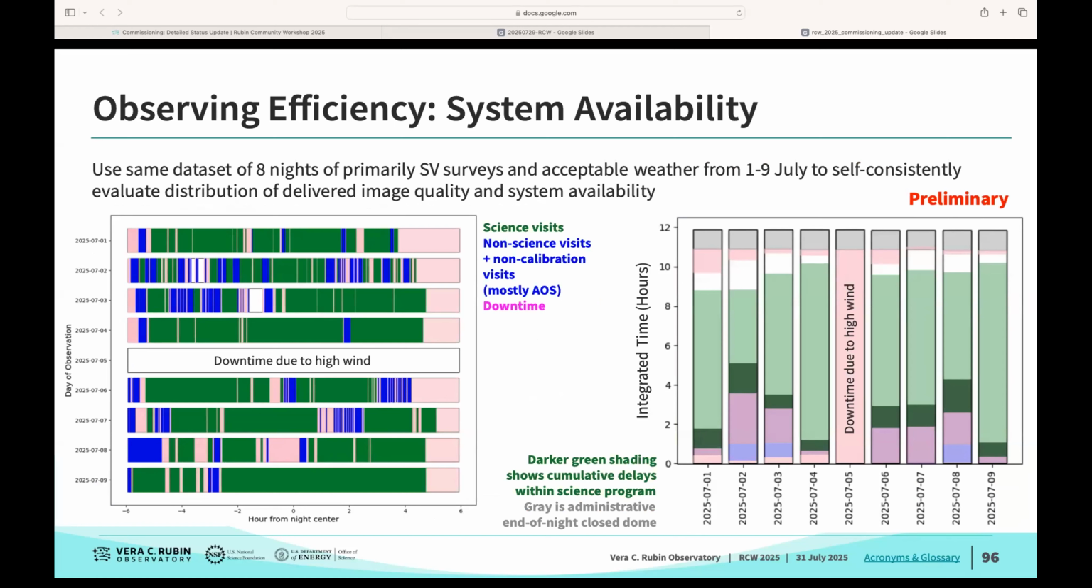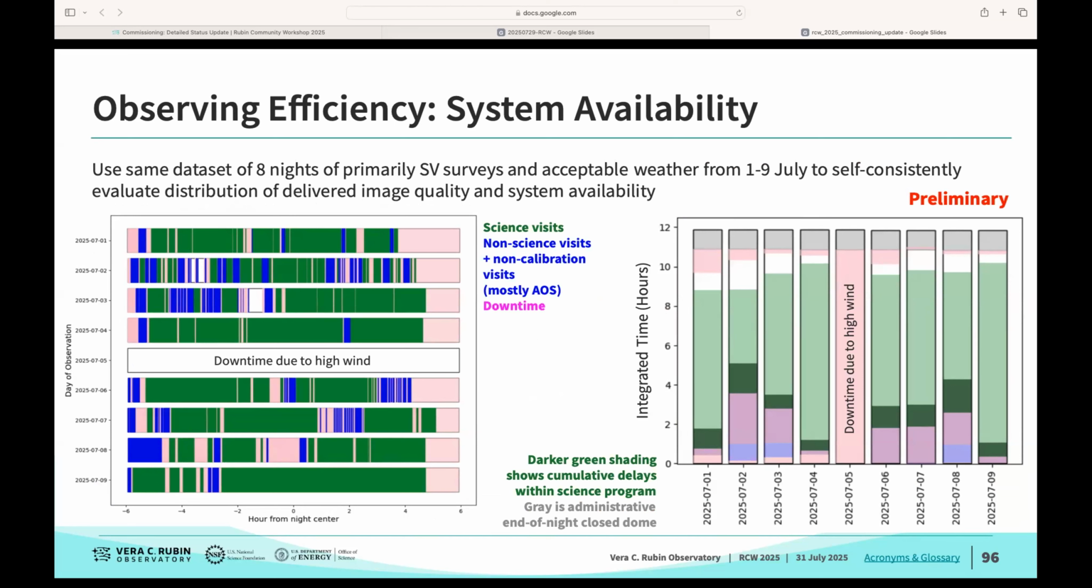Another aspect of the performance that we're looking at is the system availability. If we look at that same data set of 8 nights where we were primarily running the SV surveys with pretty stable weather conditions, we can look at how often we're able to run the observatory in a continuous survey mode. The figure on the left shows the distribution of time. Green is when we're running continuous science observations. Blue is some of the other testing that was done, including touching up the image quality with the AOS. And then on the right is the accounting of the time.